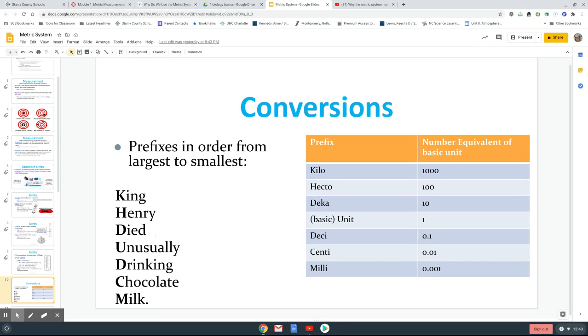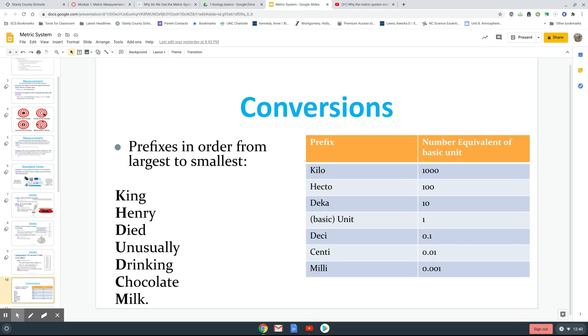U is for your base unit. That's your liter, your gram, your meter. D is for deci, and it's just a lowercase d by itself. Deca usually has a K or an A with it. C is for centi. M is for milli. If you're D, C, or M, that means it's a decimal. If you're above the U, it's a whole number.